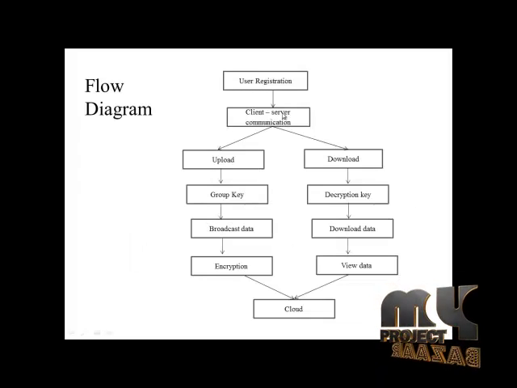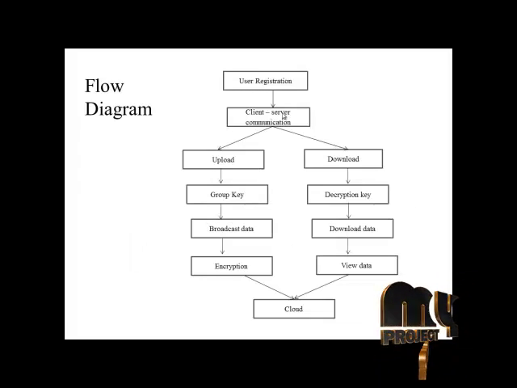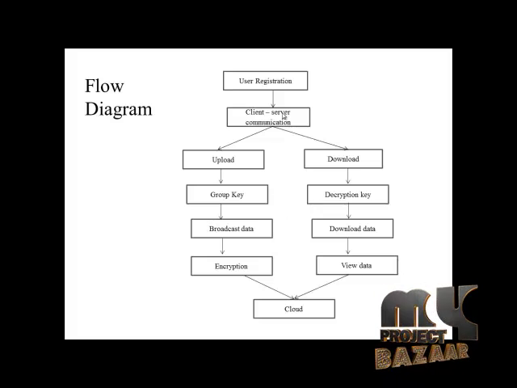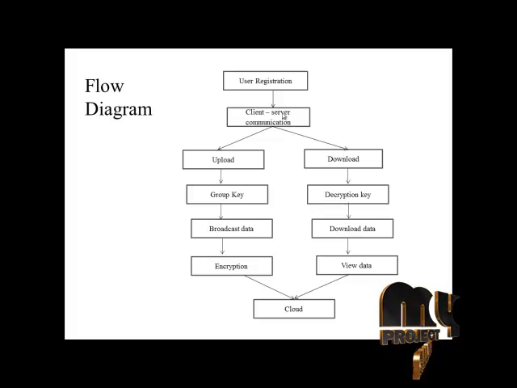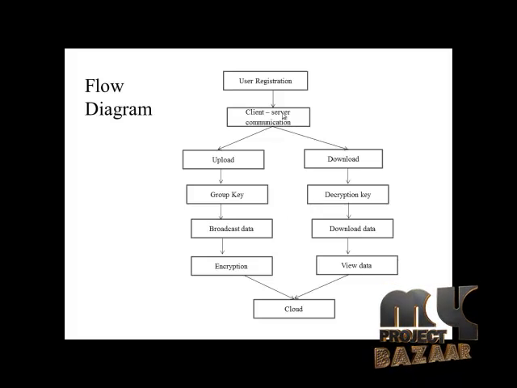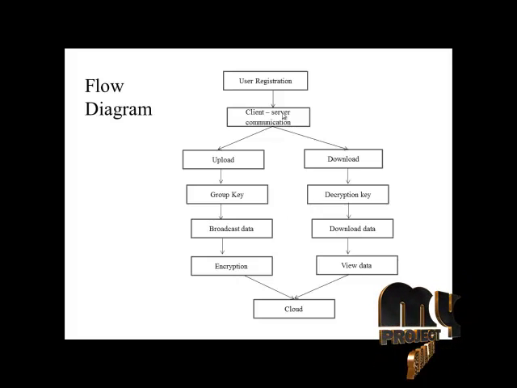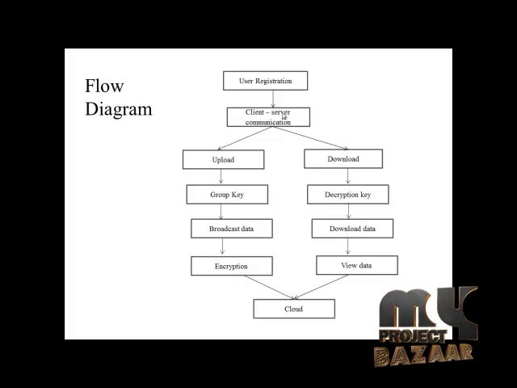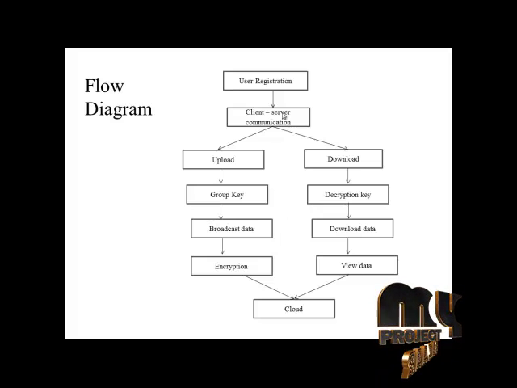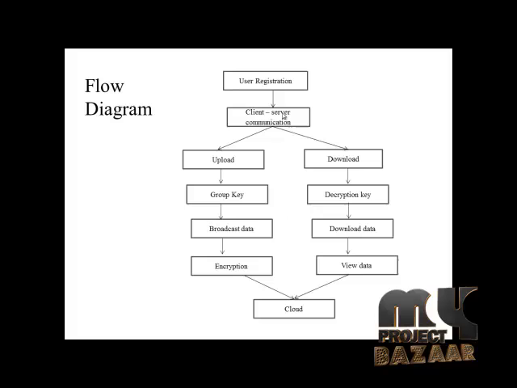Okay, this is the flow diagram for the broadcast encryption product. The first one is the user registration. Every user is assigned a username and password. The username and password both must be correct. Let's go to the next page. This is the login and the registration for new or upcoming users. Every user is assigned a username and password.